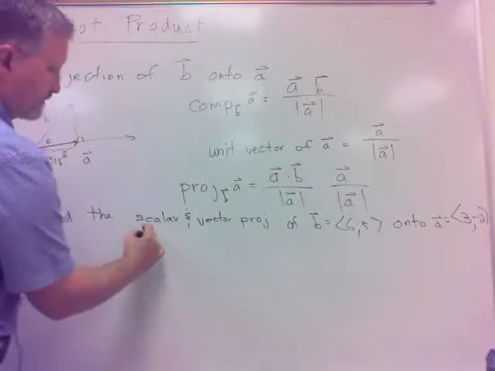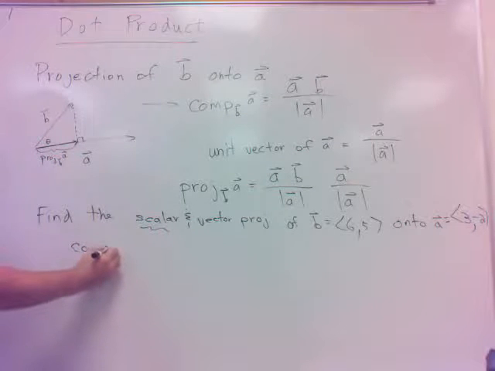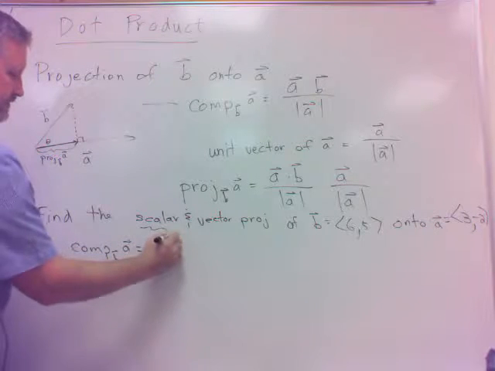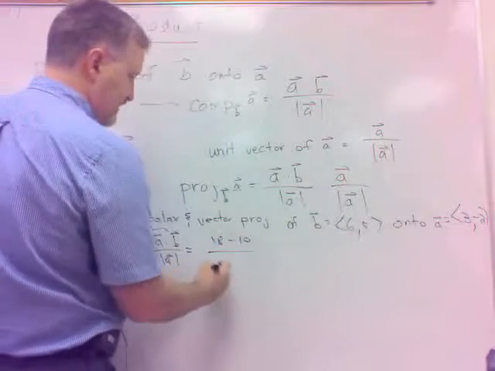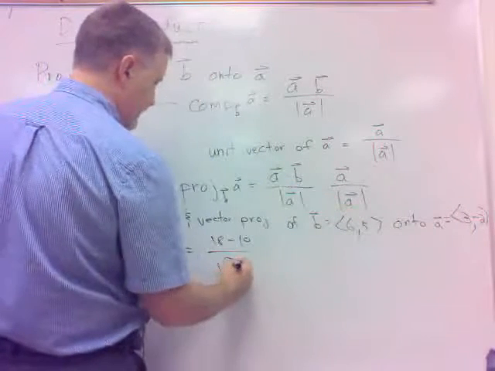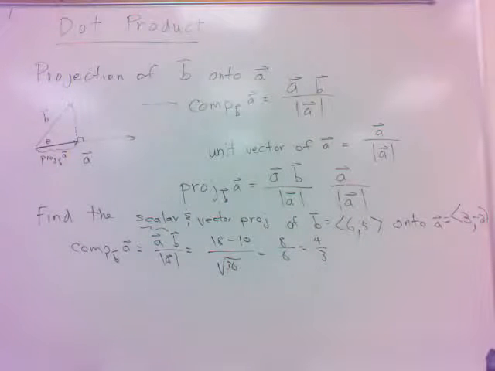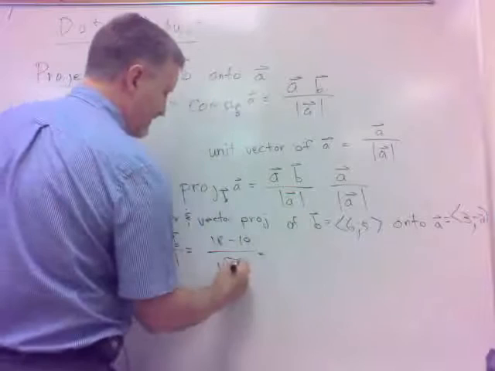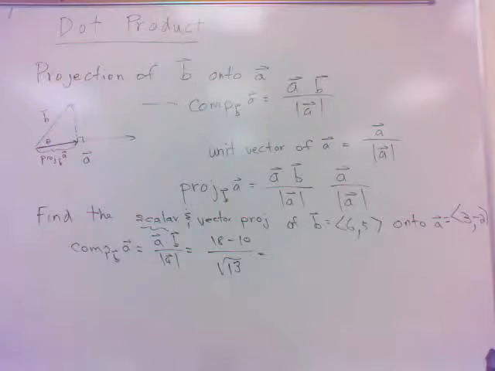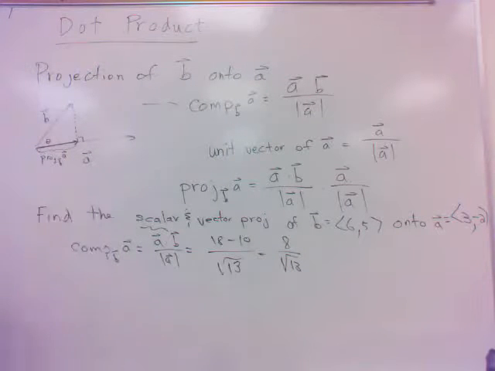The scalar part of the projection is the component part of the projection, and it's just the dot product over the magnitude of A. Dot product, 18 minus 10. Magnitude of A would be the square root of 36. Oh, that's going to work out nicely, 8 over 6, 4 over 3. Wait, I was wrong. It's not the square root of 36, it's 9 plus 4. I multiplied those, didn't I? How about the square root of 13? That's better. So it's 8 over the square root of 13, and that's the length of that projection.